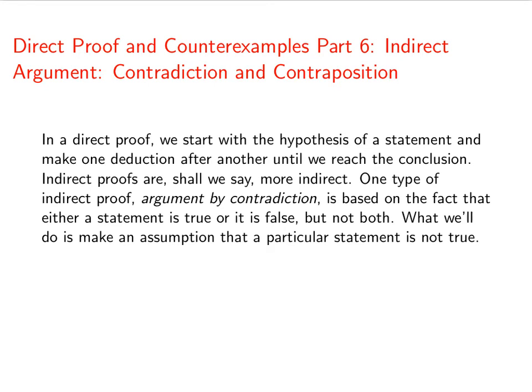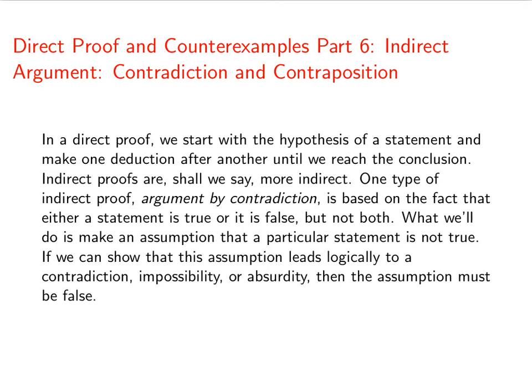Now, what we're going to do is make an assumption about the particular statement that we're trying to prove: we're going to assume that it's not true. Now, if we can show that this assumption leads logically to a contradiction or an impossibility or some kind of absurdity, then whatever assumption we made must be false. And then that leads us to conclude, based on the law of the excluded middle, that the given statement must be true.